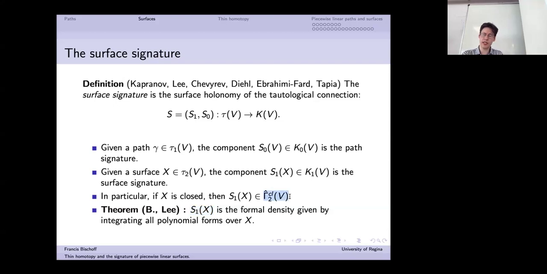What is something in here? It's something that if I take any polynomial two form, it gives me a number. Well, a surface is something that if you take any polynomial two form, it gives you a number by integrating it. And that's just what it is, it can't really be anything else.